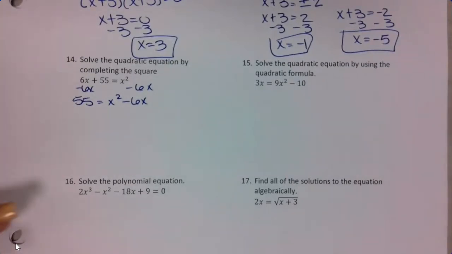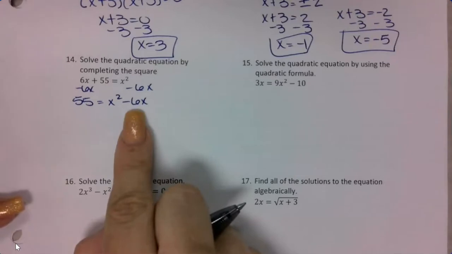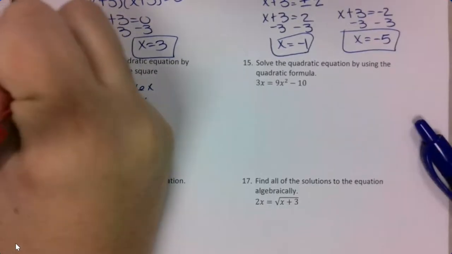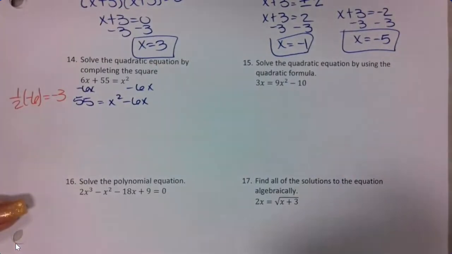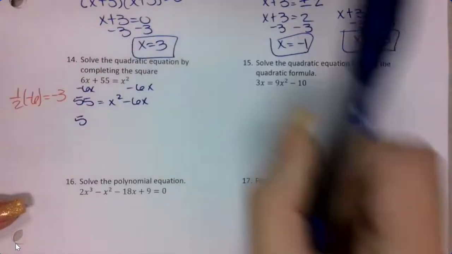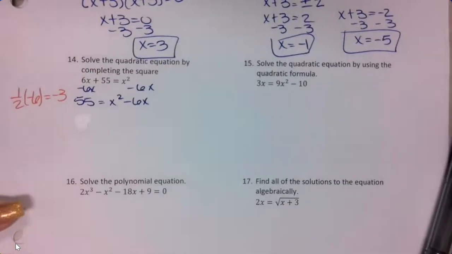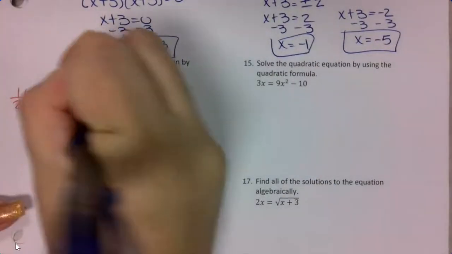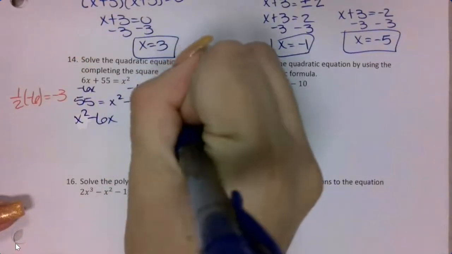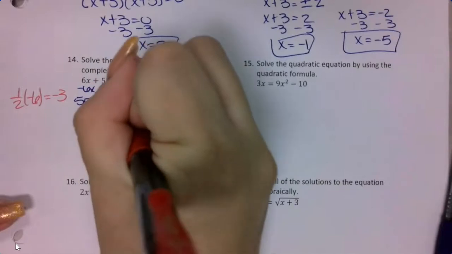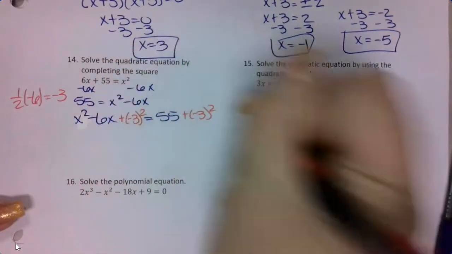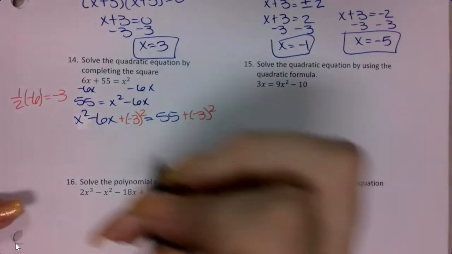To complete the square, I want to take half of my b value. So I want to do 1/2 of negative 6, which gives me negative 3. And I'm going to square that and add it to both sides. So actually, I'll switch them now. So I'm going to have x squared minus 6x. And then I am adding negative 3 squared to both sides. Negative 3 squared is really 9.